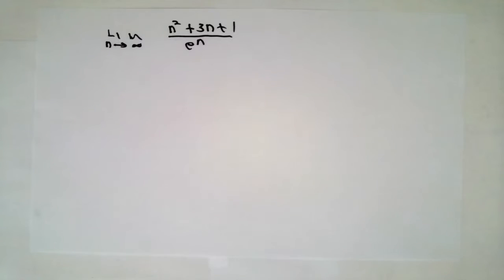As another example, I'm going to look at the limit as n tends to infinity of a polynomial in n, n squared plus 3n plus 1, divided by e raised to the n power. The continuum function f of x is going to be x squared plus 3x plus 1 over e to the x. And again, I'm doing this because I can do things like L'Hopital's rule to it now.